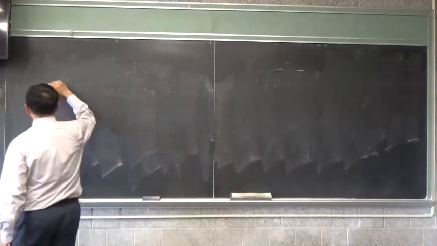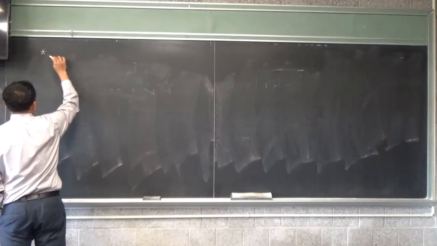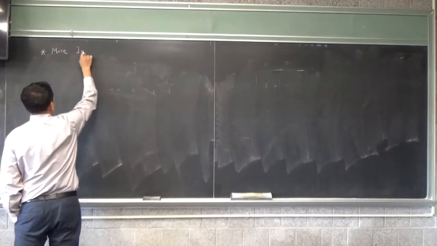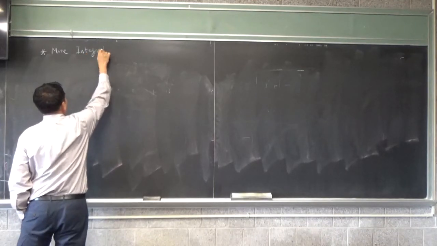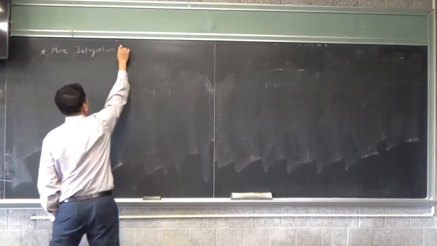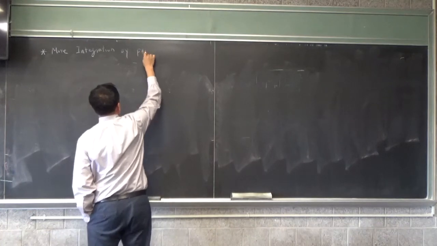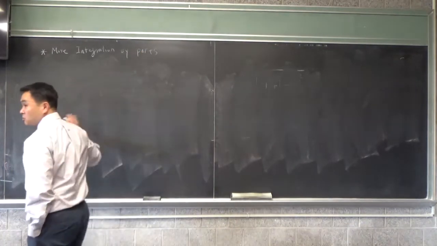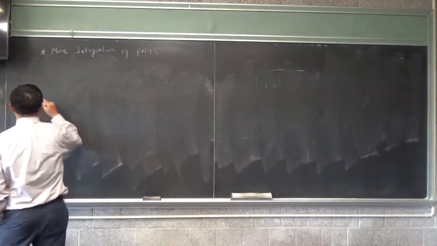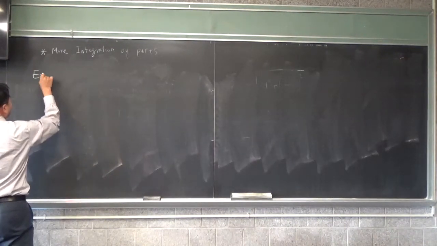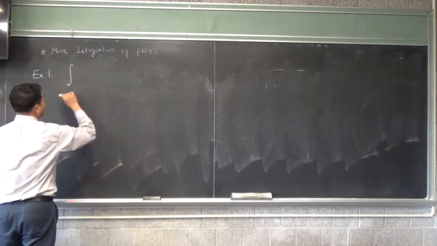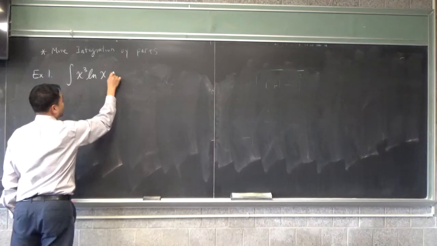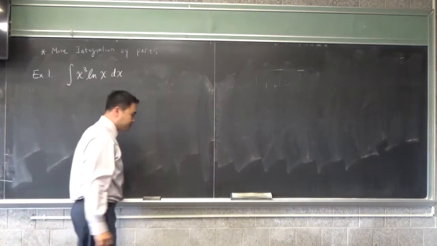We will continue doing integration by parts, more integration by parts. I only showed you some simple ones, and today we're going to do some more complicated ones. So first example is when you have the integral of x cubed ln of x dx.